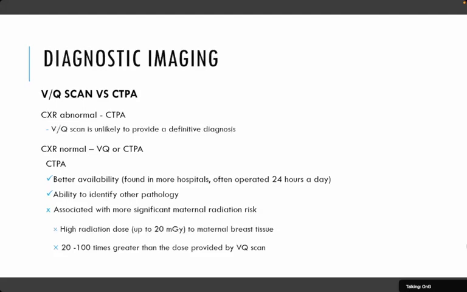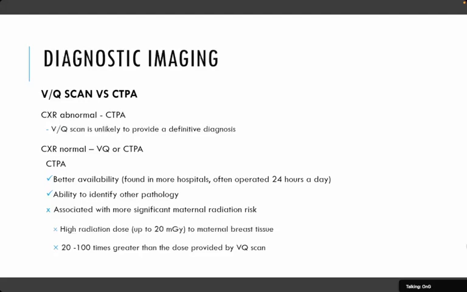And the choice of scan is made considering the local availability of the test, maternal and fetal risks, as well as discussion with a radiologist. A CTPA might be more preferred because of its better availability. It's found in most hospitals and often operated throughout the whole day. And it's also preferable because of its ability to identify other pathologies that the VQ scan will not identify.